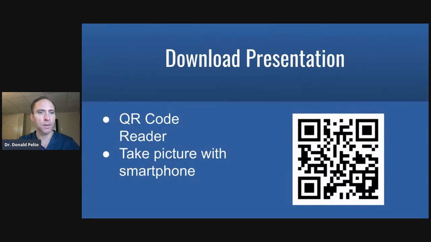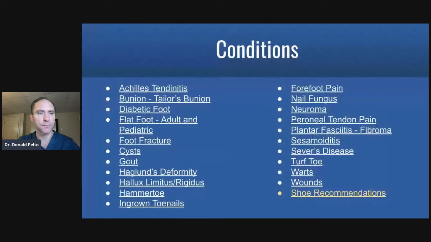If you want to download the presentation and the video, just use a QR code and you can scan this. It's pretty easy to do that. Then you can look at some of these slides afterwards. So these are all the conditions that we're going to go over. They're in alphabetical order, so when you look at the slides, you can click the link and go to whichever one you're interested in. But I'm going to go over really the most common ones that I see people come in with from primary care. So let's go into it.